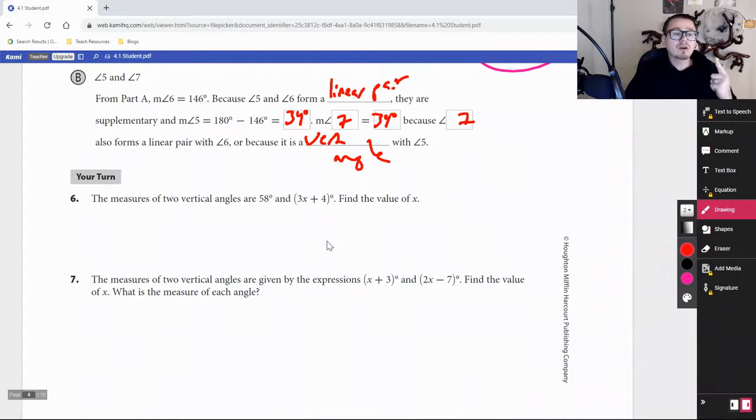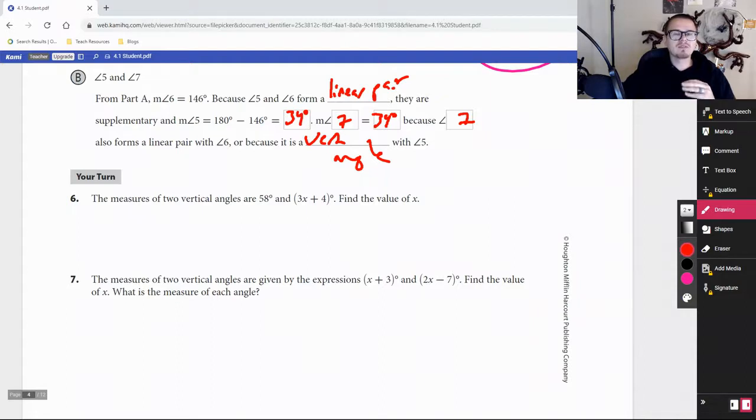So this is where it's actually kind of exciting, because for a lot of these, we're going to get into algebra. You need to be able to use your skills of solving equations and writing equations to help you find your answers. And this is where there's a nice blend here. So hopefully you've got some skills. The measures of 2 vertical angles are 58 degrees and 3x plus 4. Find the value of x.